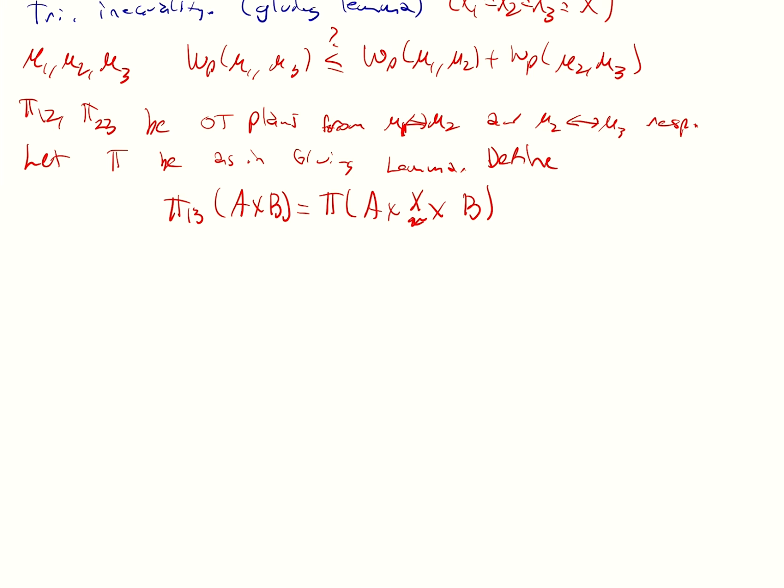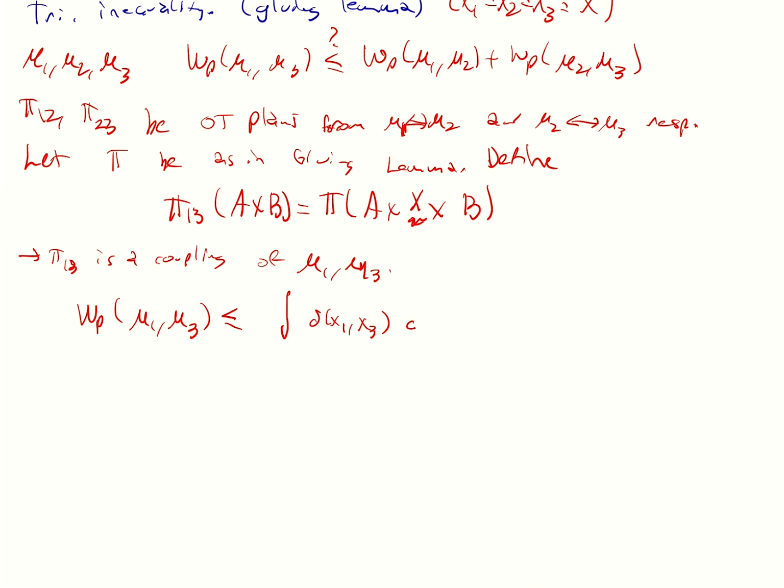Note that pi 1,3 is a coupling of mu1 and mu3, and I'll leave that to you guys. Now we're ready to crank through inequalities. So W_p, we don't know if pi 1,3 is optimal, so this is less than or equal to the integral of d(x1, x3) to the p, d pi 1,3, to the 1 over p power. Remember, this is on X cross X, and it's d pi 1,3 of x, y because it's a coupling. We don't know if it's optimal.